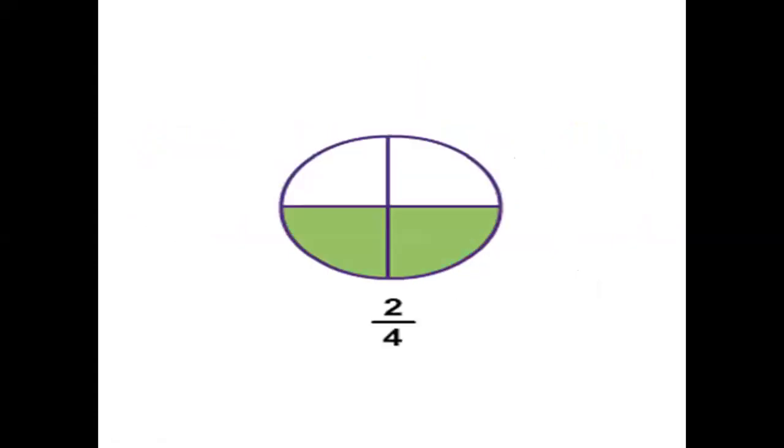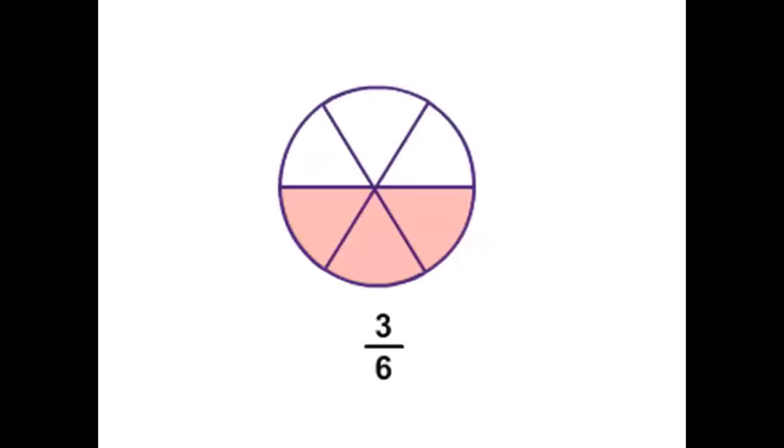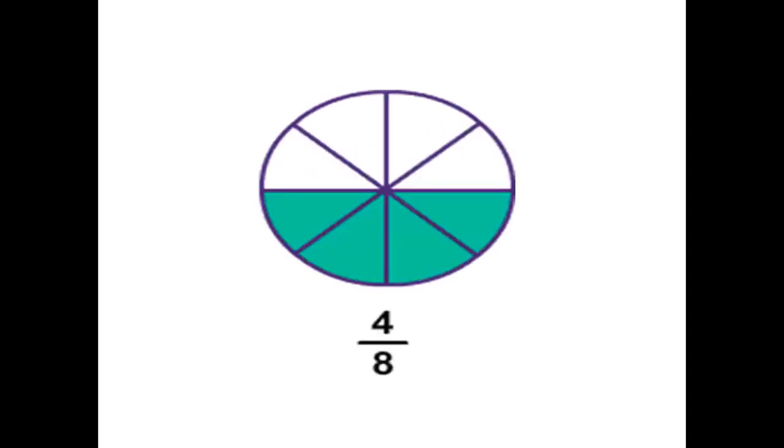In this example, one circle has been divided into 4 equal parts. And how many shaded parts are there? 2. So we'll be writing it as 2 by 4. In this example, one circle has been divided into 6 equal parts. And how many shaded parts are there? 3. So we'll be writing it as 3 by 6. And in this circle, one circle has been divided into 8 equal parts. And how many are shaded? 4 are shaded.